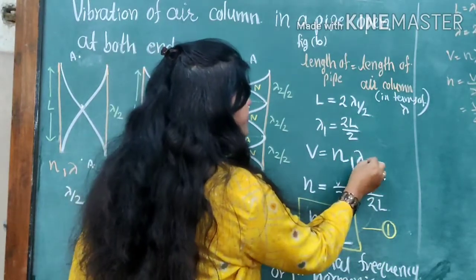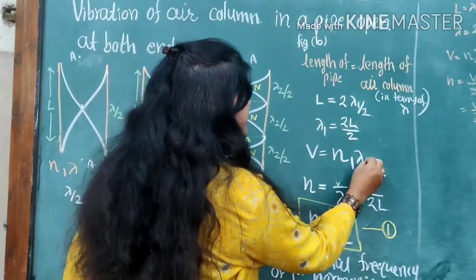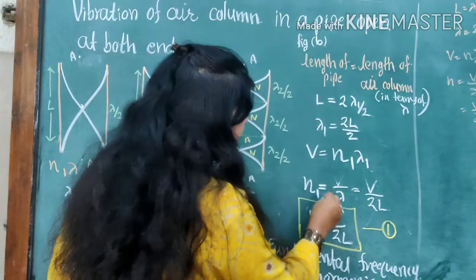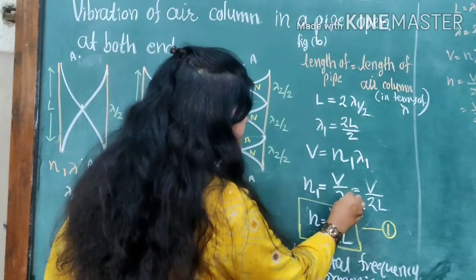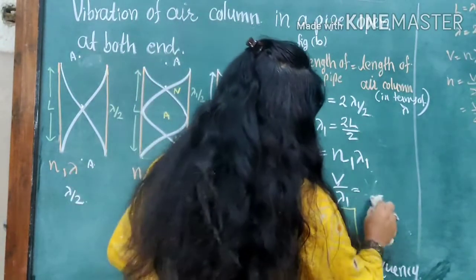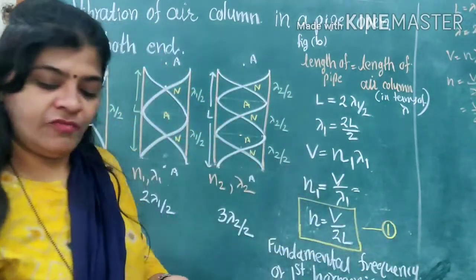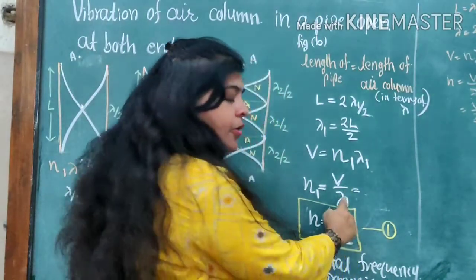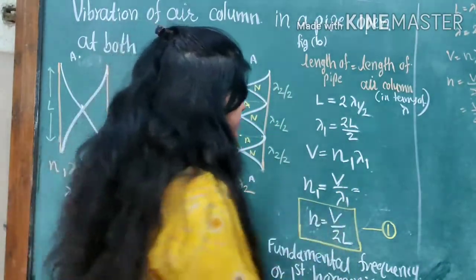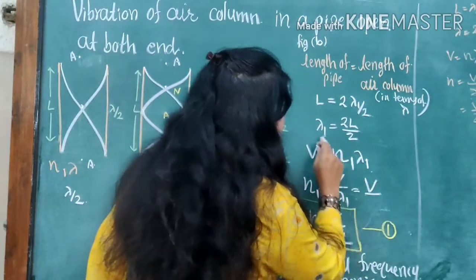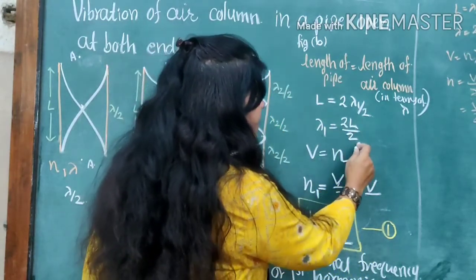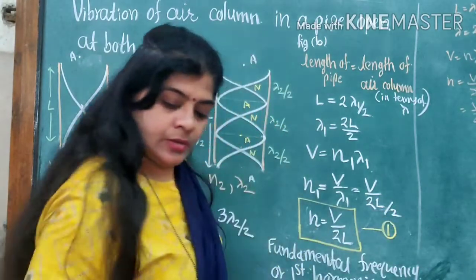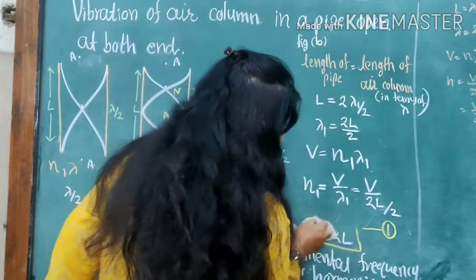Now the basic formula we know: V is equal to frequency times wavelength. Here the frequency is N1, because the vibration has changed, so the wavelength has changed, and that is taken as lambda 1. Now we substitute the value of lambda 1. Concentrate here. The value of V upon lambda 1; what is the value of lambda 1? 2L by 2.